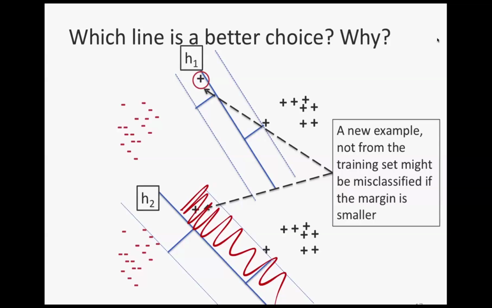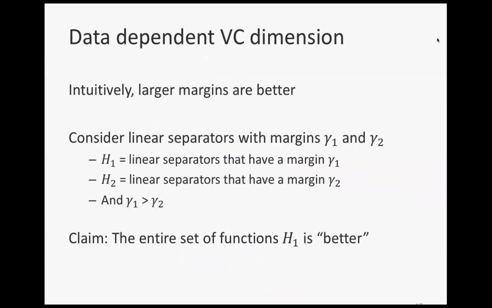And the answer to that is we can extend the definition of VC dimension. Intuitively, larger margins are better. VC dimension is simply a property of a set of functions, right? It has nothing to do with linear classifiers specifically. It's more about a set of functions. I can ask what's the VC dimension of any set of functions.